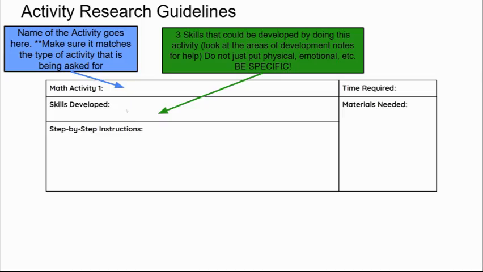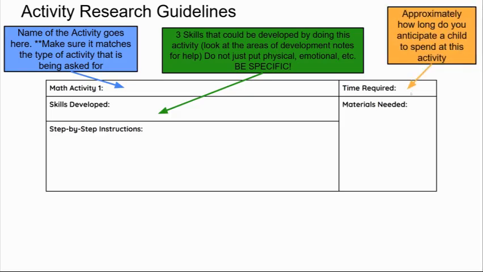Is it building gross motor skills of throwing, jumping, climbing? Is it building social skills? Are they having to interact with other people? Is it building self-esteem? Is it expanding vocabulary? Look at those different bullet points that you took notes on and put at least 3 in the skills developed. Again, if you do this well now, then you'll have less work to do later on.